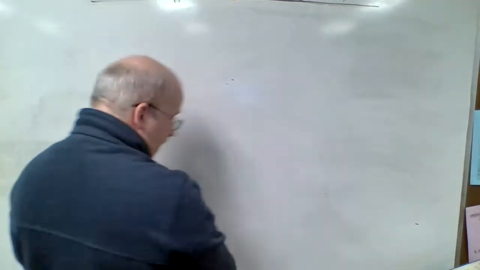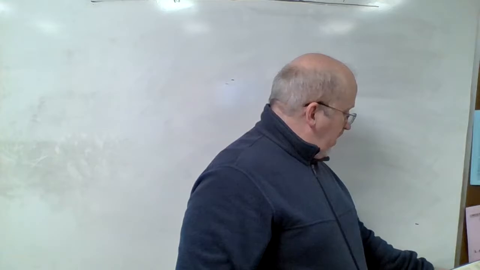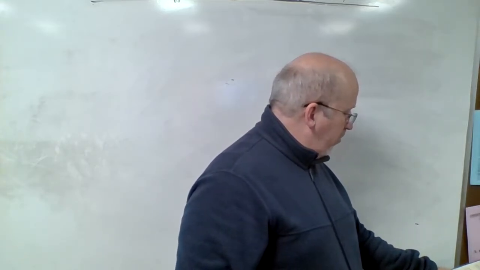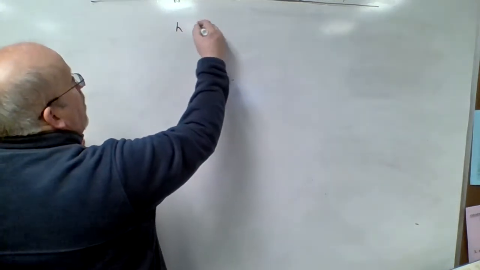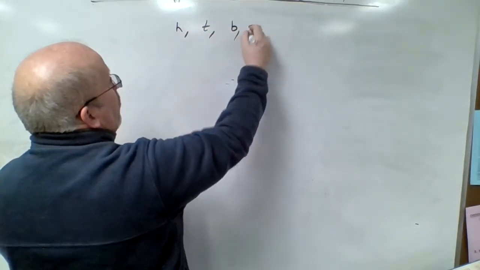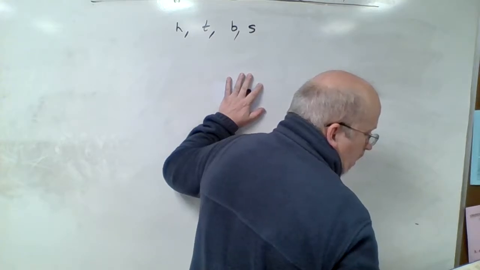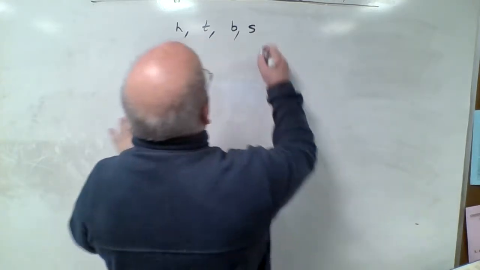Problem 6 says, a neighborhood deli sells sandwiches that can be made with ham, turkey, roast beef, salami, or bologna. So how many different types of meat is that? That's ham, turkey, roast beef, and salami. Those are the types of meat. Wait a minute. Nope. There's also bologna, isn't there?